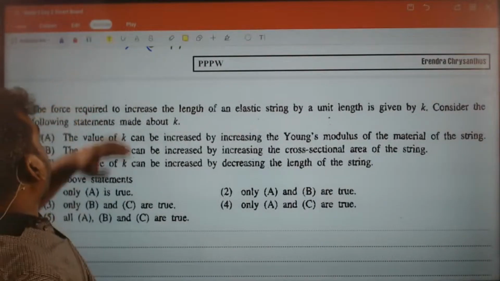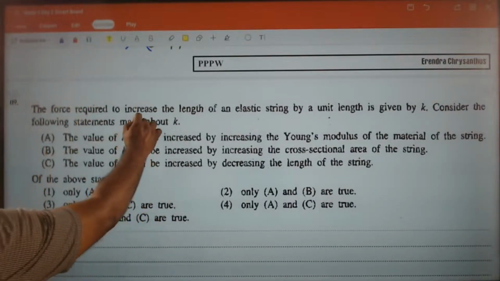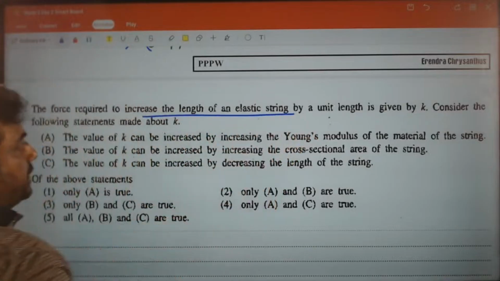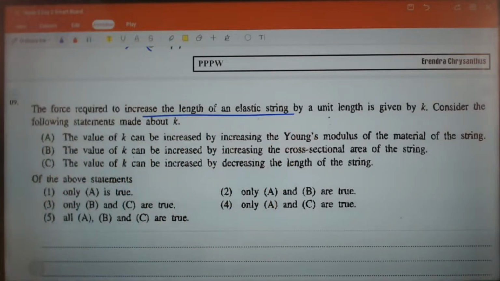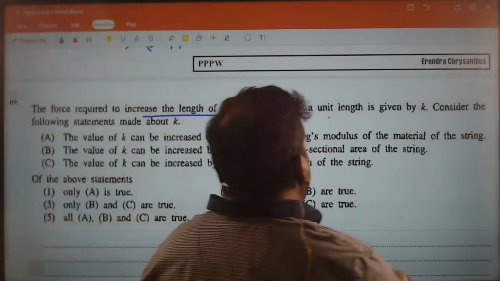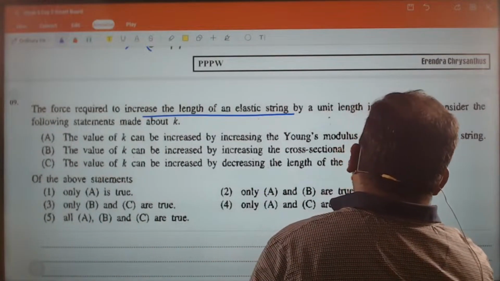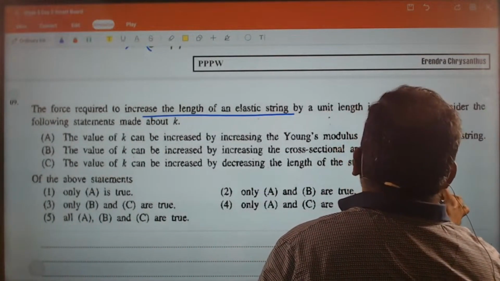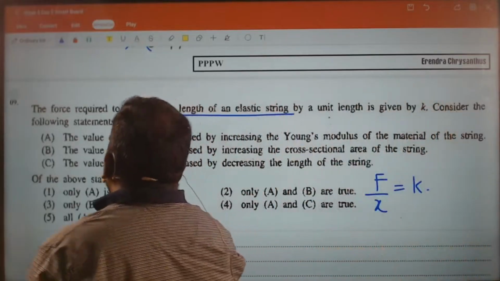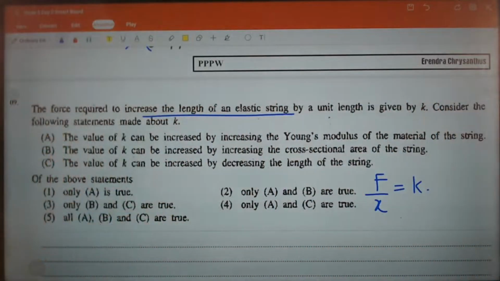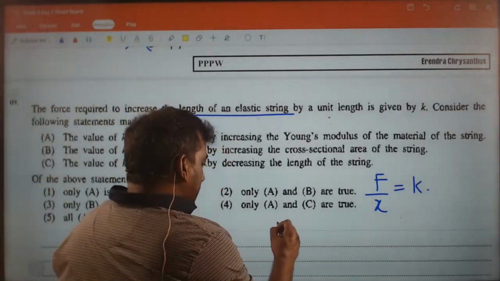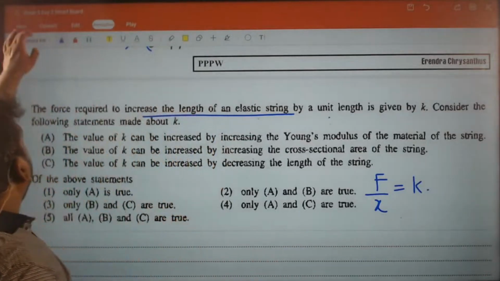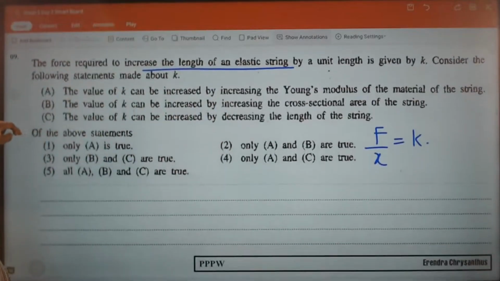Look at this carefully. The force required to increase the length of an elastic string by unit length is given by K. So force per length is given by K. Consider the following statements made about K. Please look at the board carefully. Young's modulus is, I'll move this up a bit. Okay, now look.